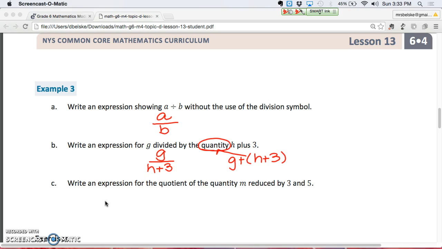Write an expression for the quotient of the quantity m reduced by 3 and 5. So there's m, and I'm going to reduce it by 3, so I'm going to subtract 3, and 5. So we're showing m minus 3 divided by 5 is a different way to say that.